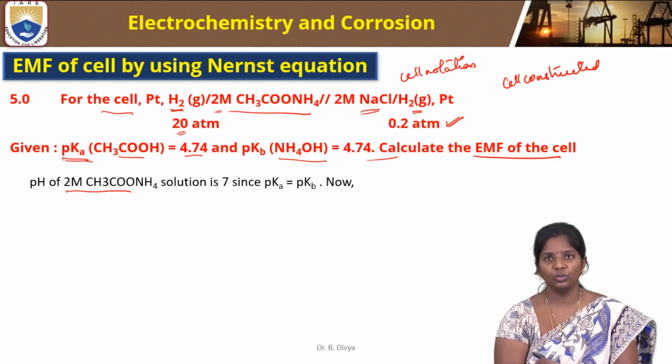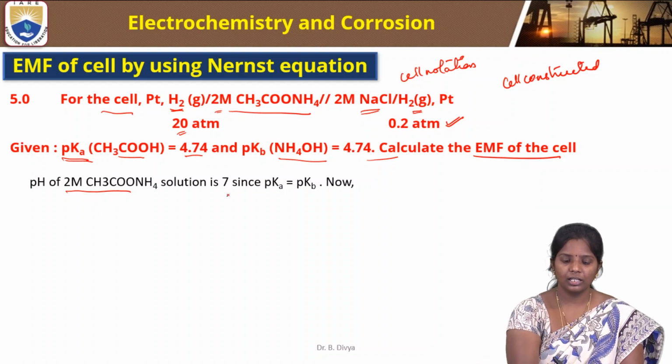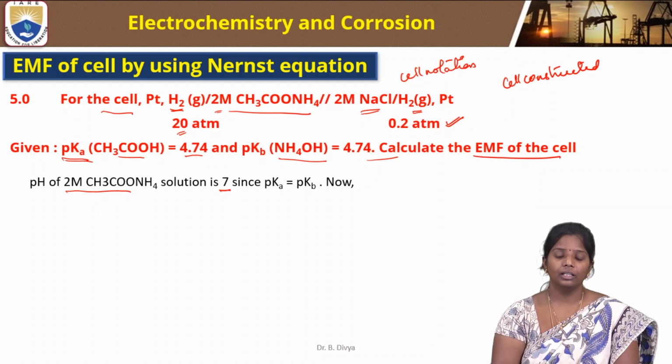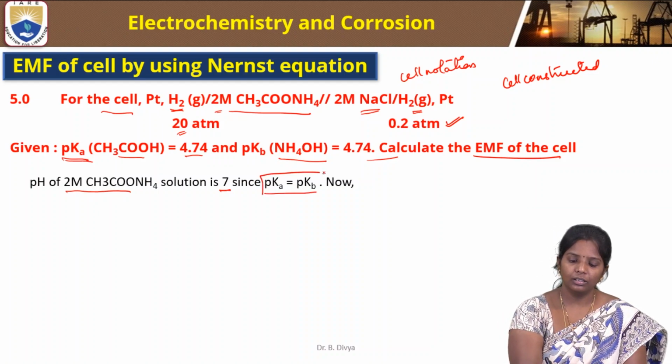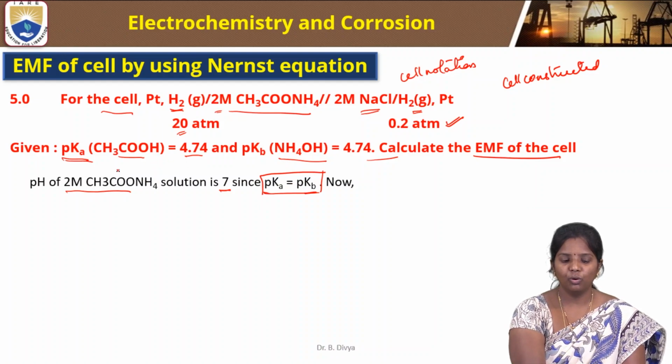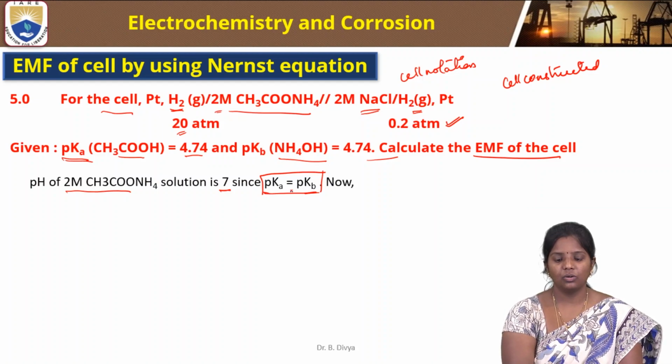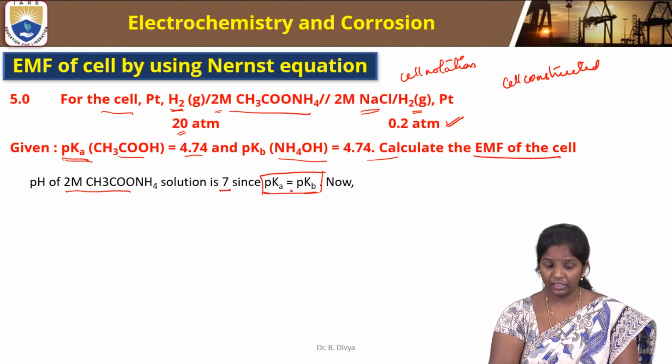So, for example, consider the pH of 2 molar ammonium acetate forming. When these both mix, there is formation of ammonium acetate, and the pH is neutral. From the question we have to understand that both the dissociation constants are the same, 4.74 and 4.74. It means only at neutral pH will both the dissociation constants be equal. So pKa is equal to pKb.